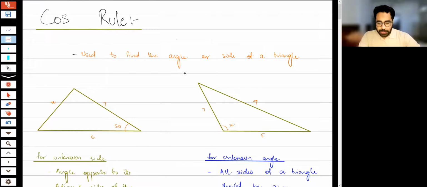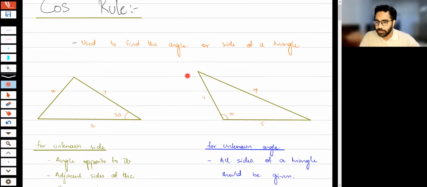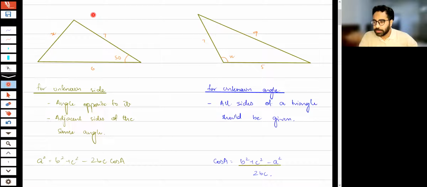Okay, let's start. Now, why do we use the cos rule? Cos rule is used to find the angle or the side of a triangle. ठीक है, तो हम लोग या तो साइड निकाल सकते हैं या तो एंगल निकाल सकते हैं by using the cos rule. Okay, so let's suppose if I want to know the side of a triangle, I should know the angle opposite to it, and I should also know the adjacent sides of that angle. ठीक है, if I have to apply the cos rule.